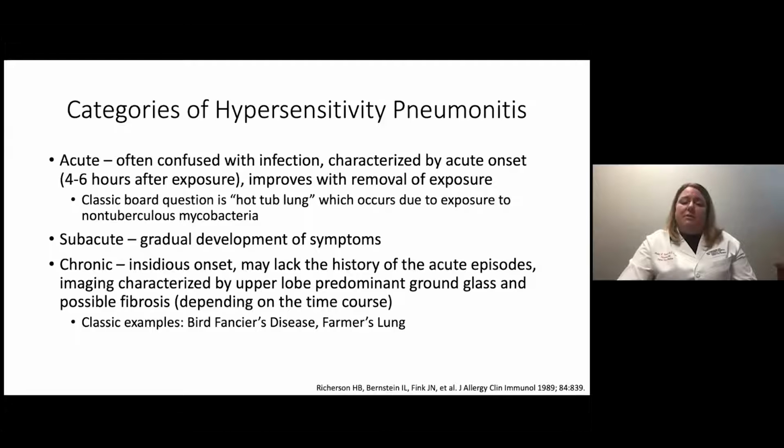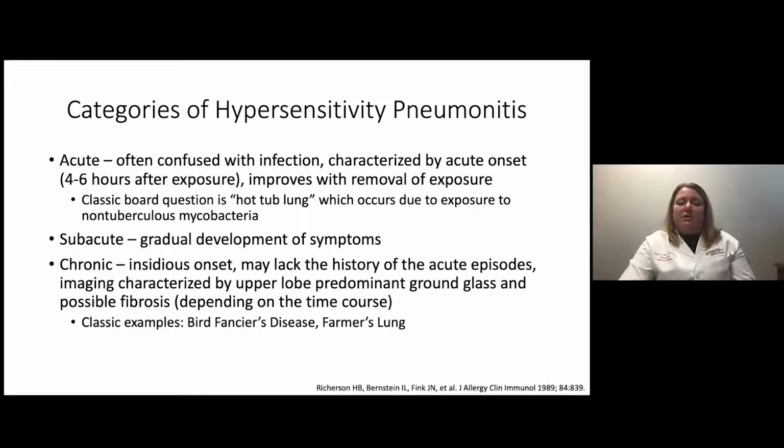Often patients will be treated with a few courses of antibiotics before it is realized that it is related to an exposure, because usually when they remove themselves from that environment, the symptoms will go away. And often we think maybe the antibiotics were the cause of what helped them. So that's the acute setting.